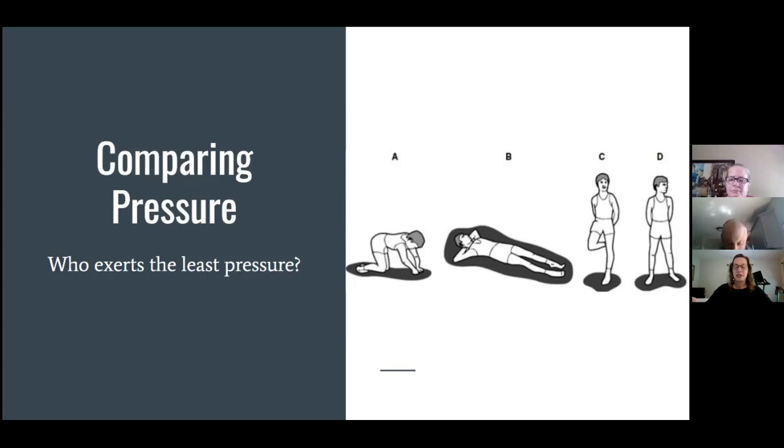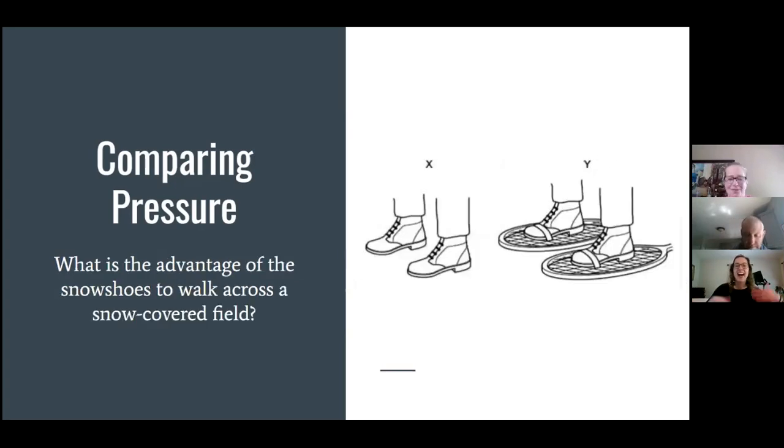And speaking of snow in winter, woohoo! Our next question asks about snowshoes. What is the advantage of the snowshoes to walk across a snow-covered field? I hope you selected that it increases the surface area and causes you to put less pressure on the snow. What that'll do is allow you to walk on top, on the surface of the snow, without sinking down into it. Whereas if you were just wearing a plain pair of boots, your feet would exert more pressure and you would sink deep into the snow.